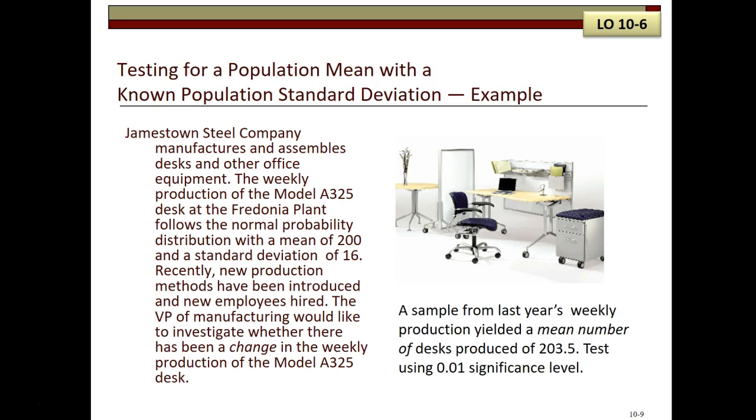So Jamestown Steel Company manufactures and assembles desks and other office equipment. The weekly production of the desk follows a normal probability distribution with a mean of 200 and a standard deviation of 16. Okay, so what am I doing here?